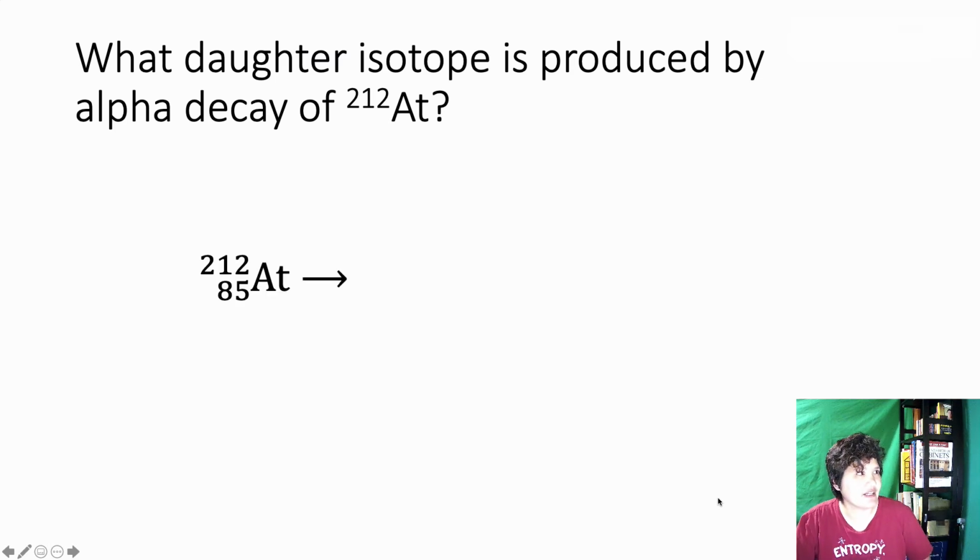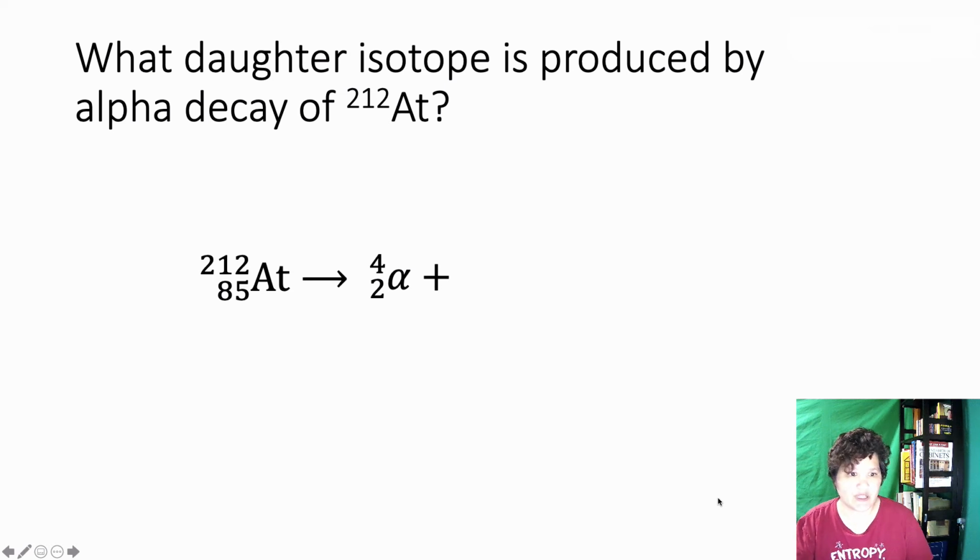What daughter isotope is produced when you have alpha decay of astatine 212? Astatine is element 85. I just pulled that off my periodic table. And we're going to undergo alpha decay, which means an alpha particle is popping off of the nucleus. What's an alpha particle? It's basically a helium-4 nucleus. So it's 4-2 alpha. Sometimes people write 4-2 helium. That's also okay.